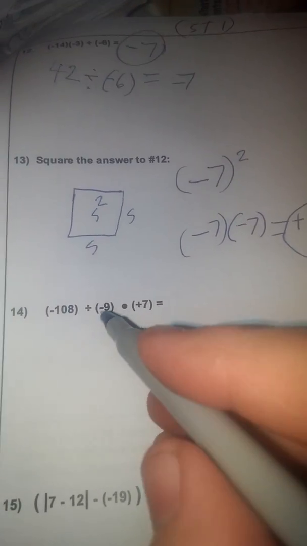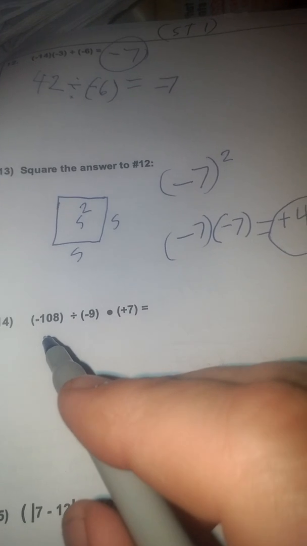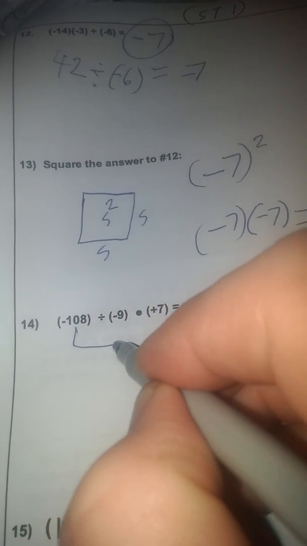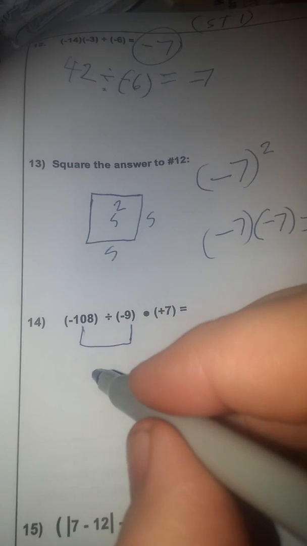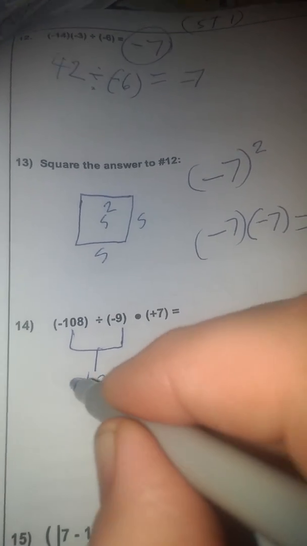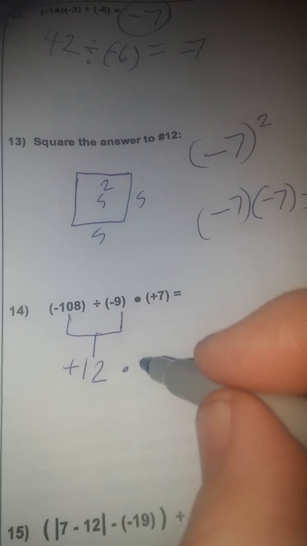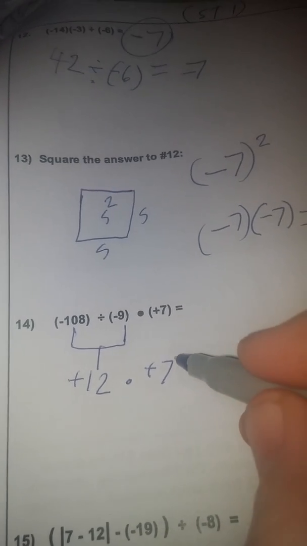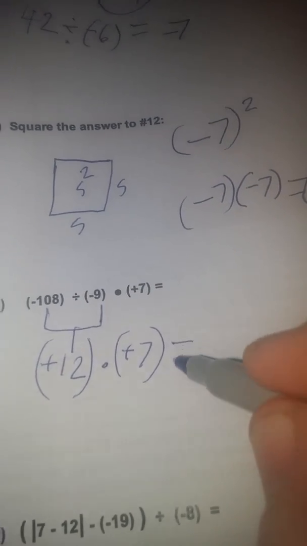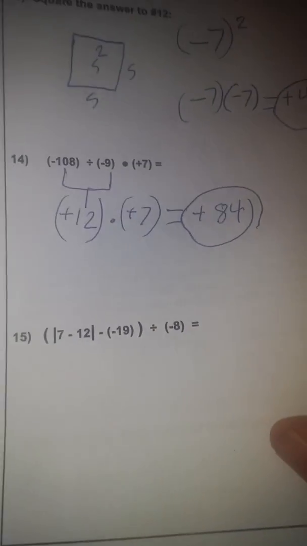Our next one threw several people off because they decided they needed to do multiplication before division. But once again, with multiplication and division strings, the order of operations simply says go from left to right. So let's deal with this part first. Negative 108 divided by negative 9 is going to be positive because you have two negatives. So that's going to equal positive 12 because 108 is 9 times 12. Now we've got positive 12, and let's deal with the next part, times positive 7. Positive 12, and I'll put parentheses around this if it helps you see it, times positive 7 is simply positive 84. And that one's well within your multiplication tables.